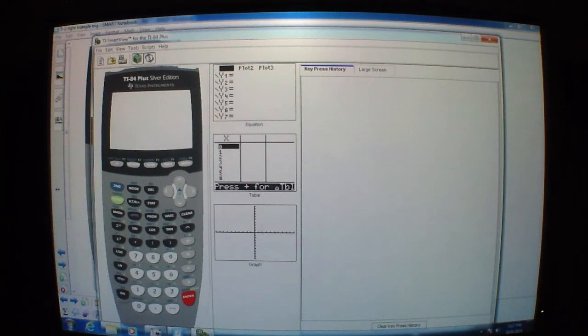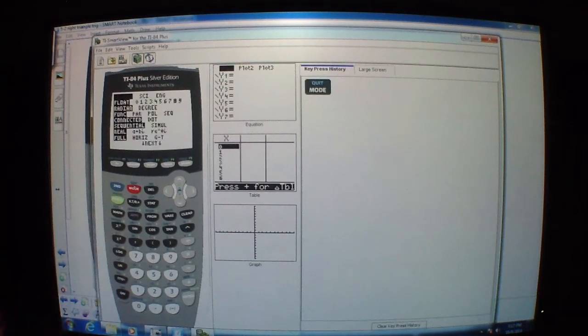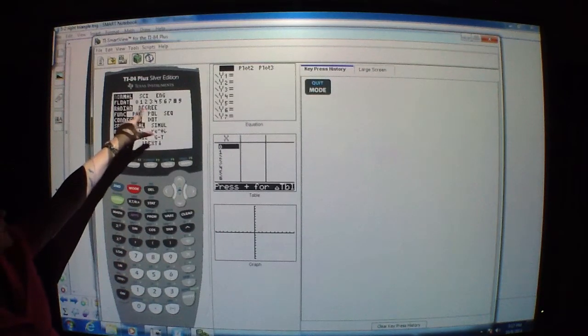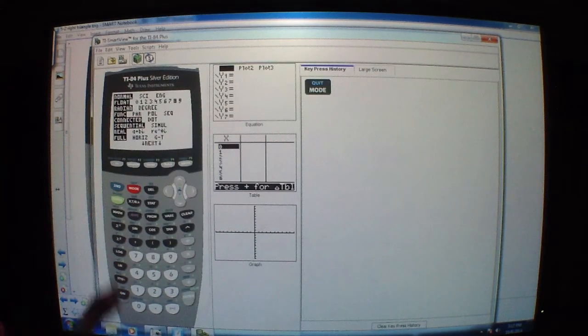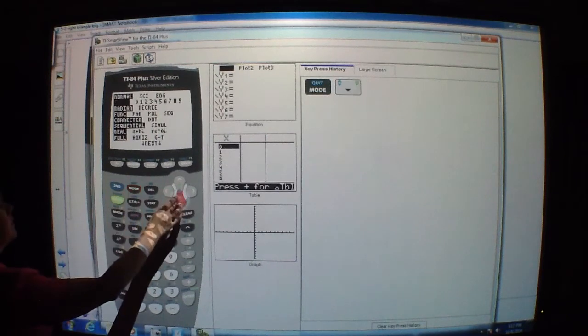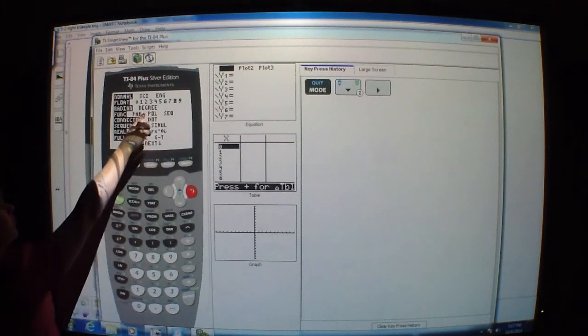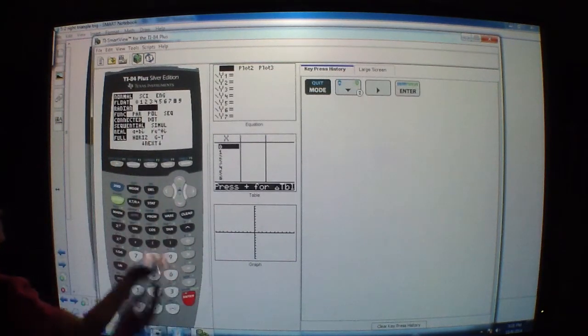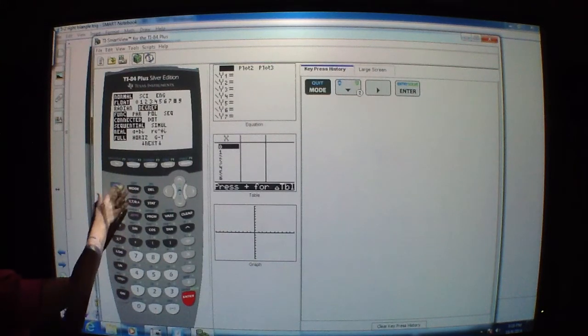Section 5.2. This is right triangle trig. When you're using your calculator, be careful. Make sure your calculator is in degrees if you're talking about degrees, radians if you're talking about radians. So you can go to mode, and if it's in degrees, go over to degree and push enter. And now you see that degree is highlighted.